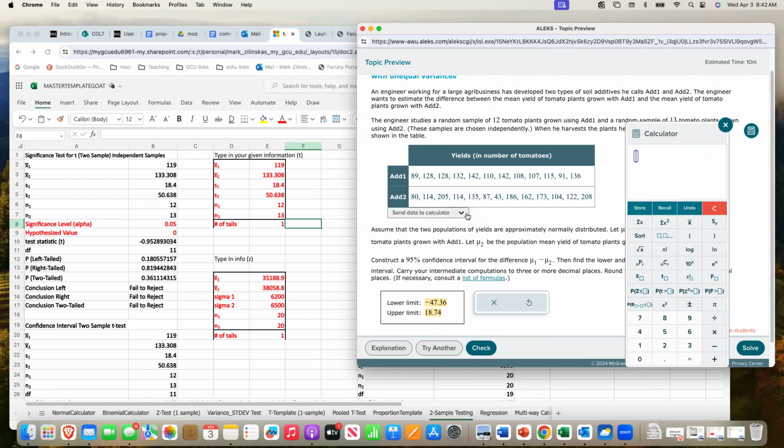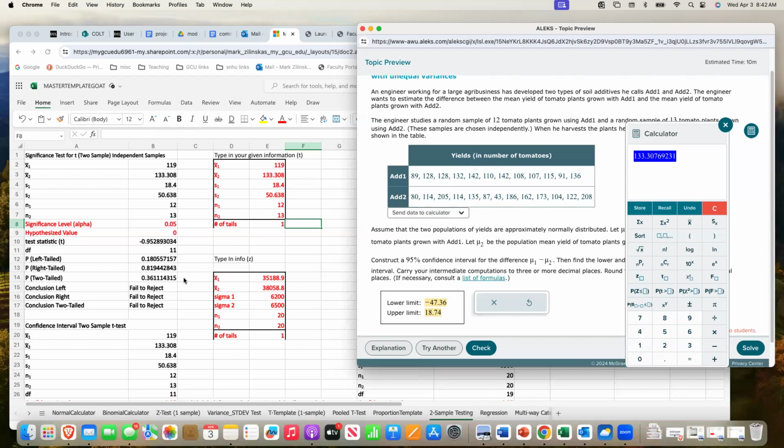I don't know if I need to demonstrate that, but I just choose to send the other set of data over, calculate its mean, and hit enter on my calculator or on my keypad here. And here's the 133.308. Okay. So do the same thing for the standard deviation. And then I have my sample sizes here written in. Okay, 12 and 13, because there's 12 numbers here and 13 here.